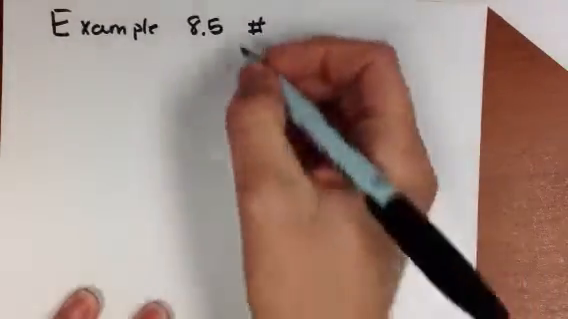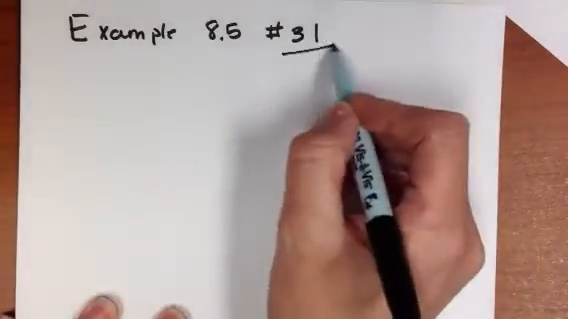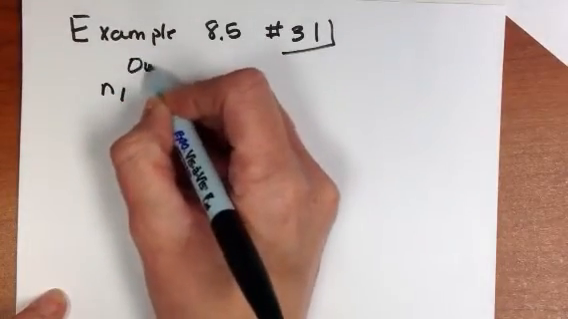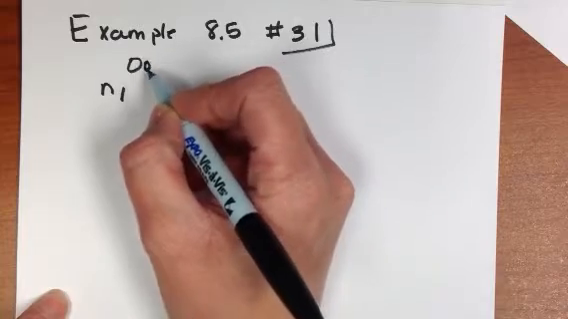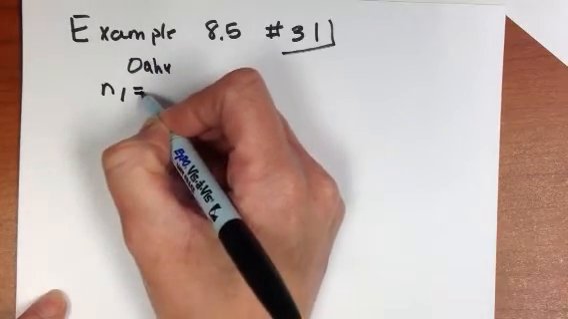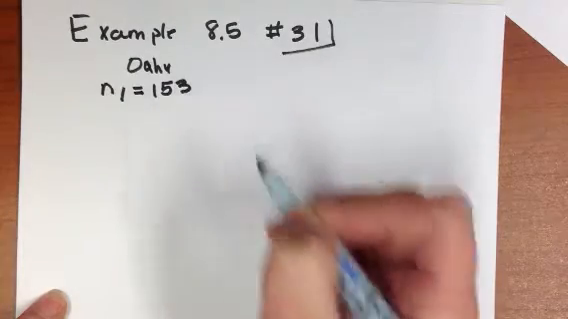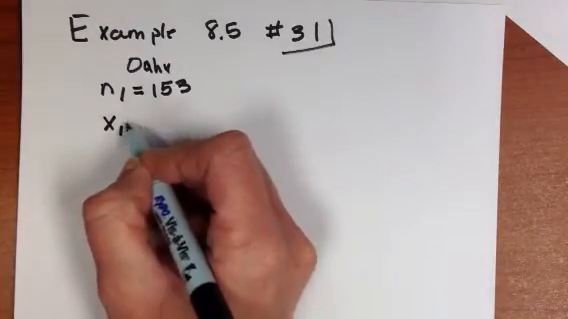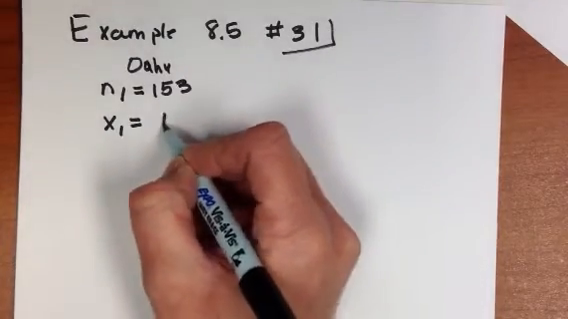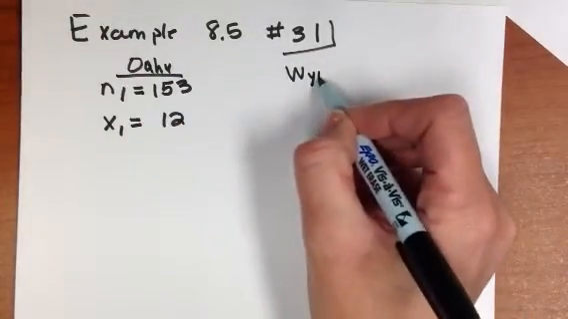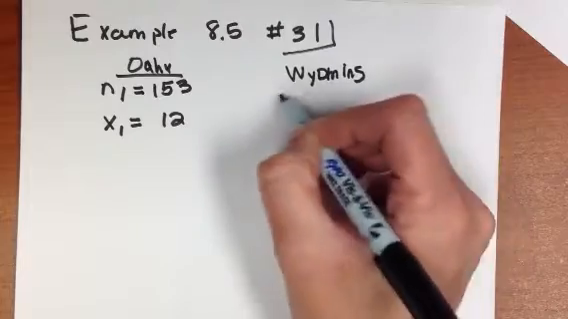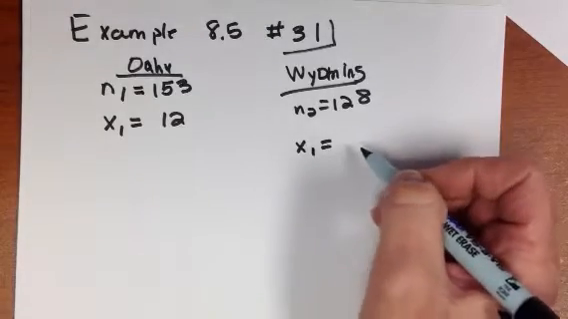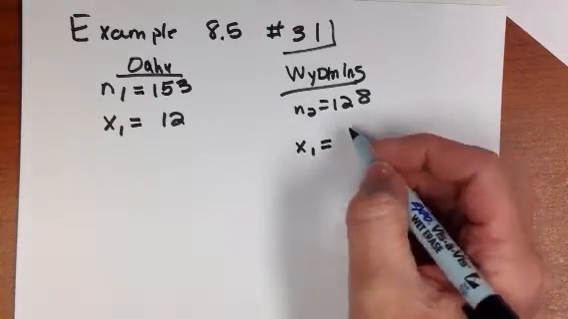Okay, so when we set up our problem, this is number 31. Let's go ahead and write the information we're given. We have the sample from Oahu, in which we had a sample size of 153 people. And it told us here that 12 were found to be dropouts. So that's going to be my X1. Sometimes they call this R1. Then I have my sample from Wyoming. And we had 128 people. And the number of high school dropouts there between the ages of 16 and 19 was 7.